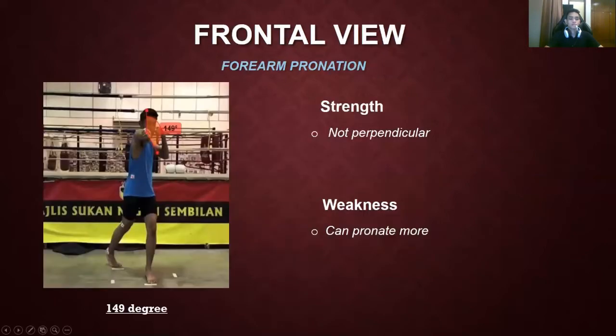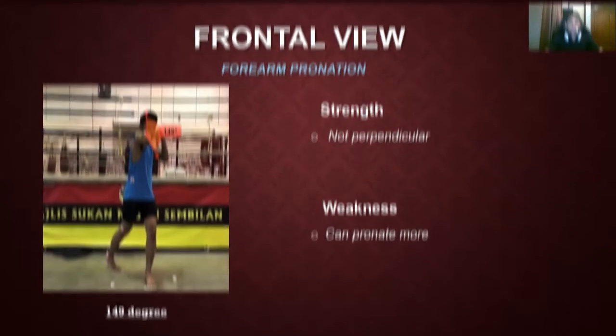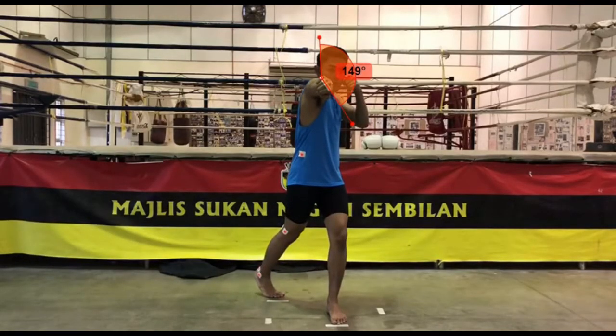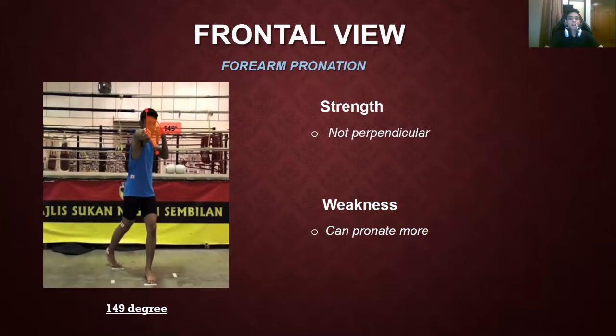Okay, next, frontal view for arm pronation. As seen in the figure, you can see the frontal view of the forearm pronated, where Reza had 149 degrees at the end of the movement from the starting position. To be discussed, this explains the angles of forearm pronation of Reza's straight punch, rotated at 140 degrees at the end of the punch.